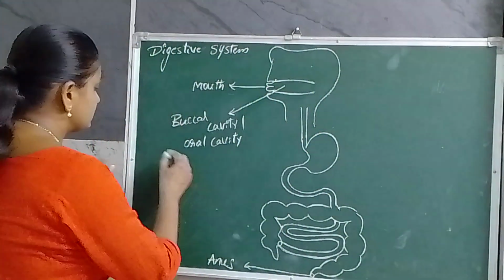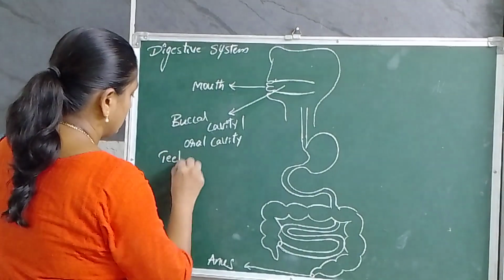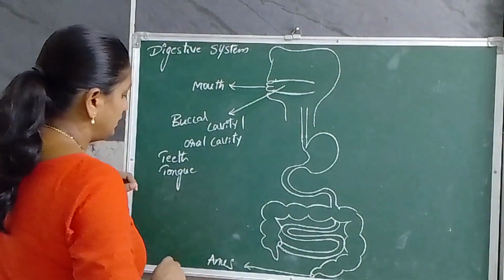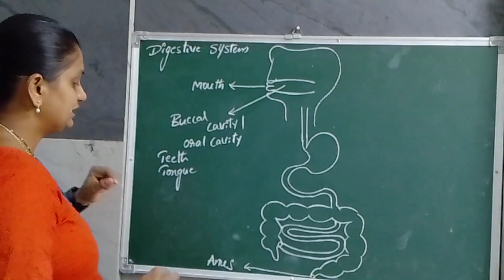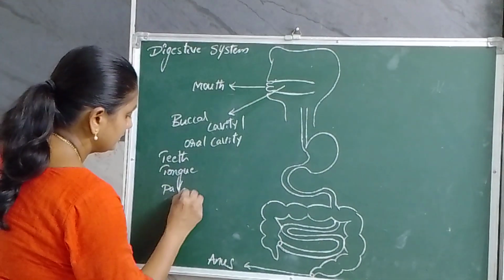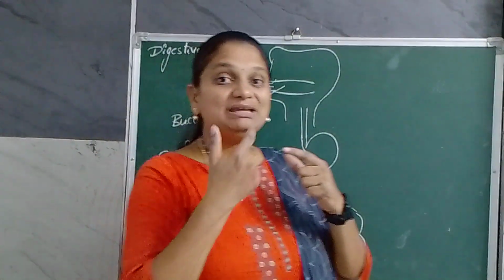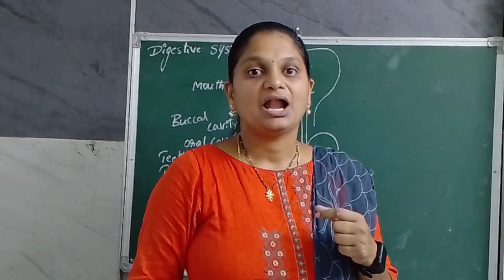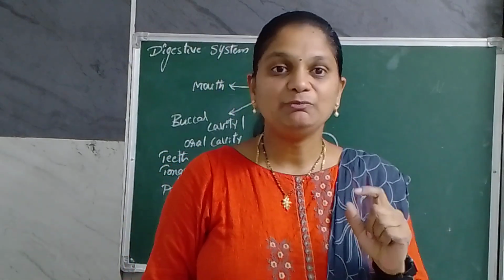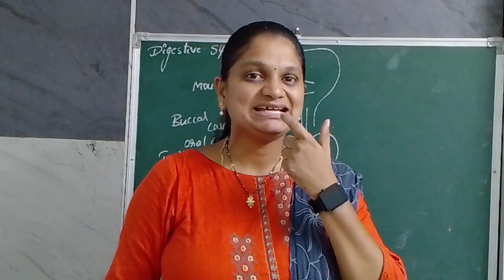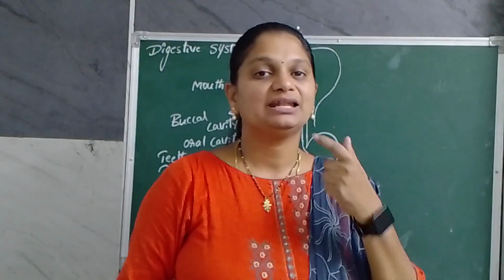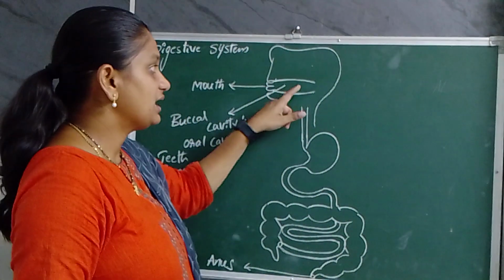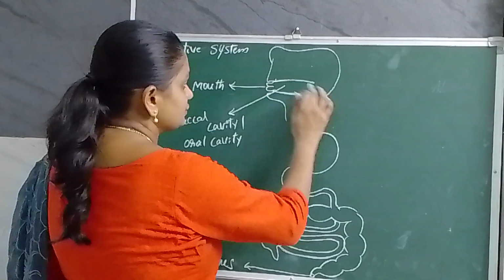So the buccal cavity consists of teeth, tongue and palate. If you twist your tongue upward, you will touch a hard structure, just like this. That hard structure is nothing but the palate. So our buccal cavity has teeth, tongue, and if you roll the tongue up, that is the palate. Next, this buccal cavity or oral cavity leads to the pharynx.